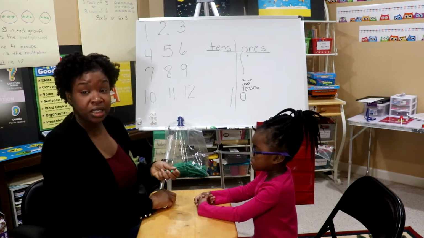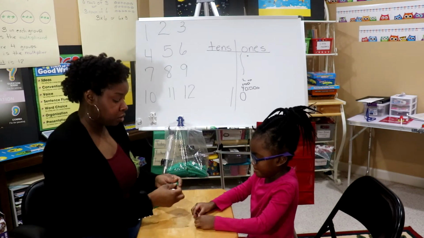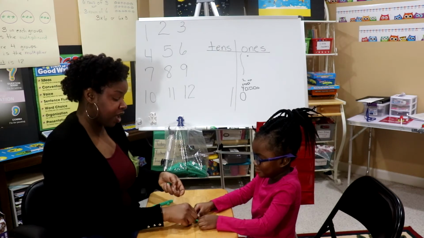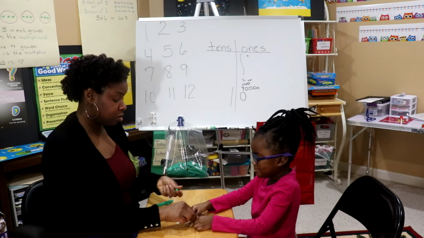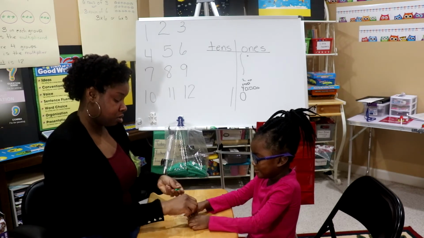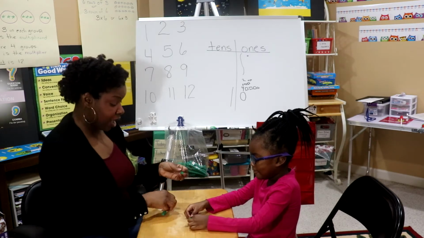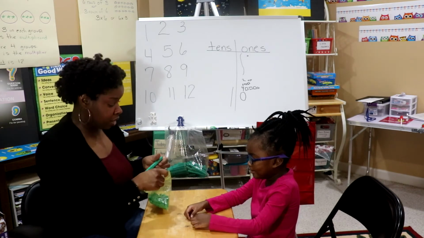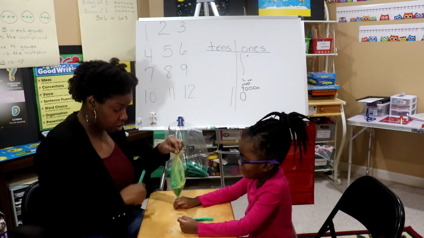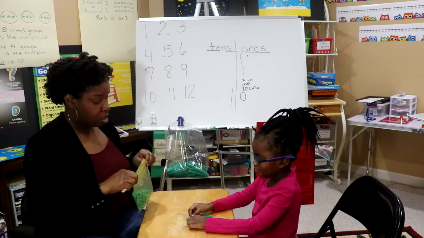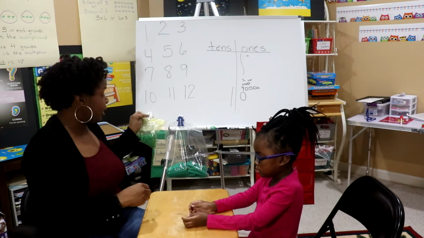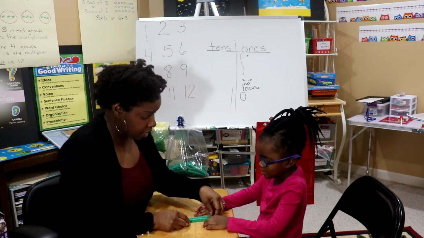I am going to give Jessica 10 ones. 1, 2, 3, 4. How many count? 5, 6, 7, 8, 9, 10. Okay. So I gave Jessica 10 ones. Now, I am going to give Jessica the 10s model. Now, Jessica, does your 10 ones equal that 10? Yes, it equals the 10.